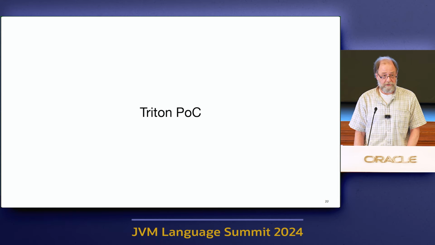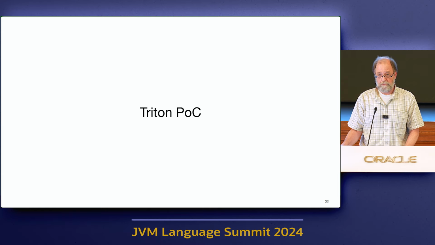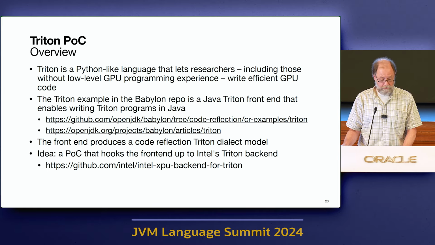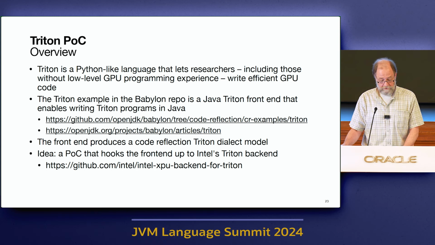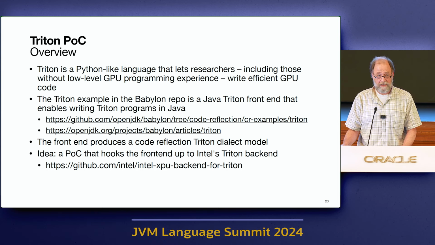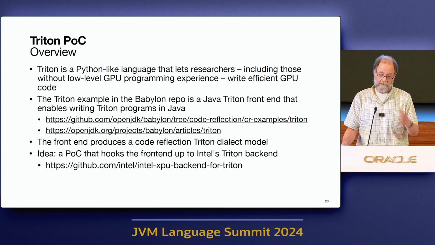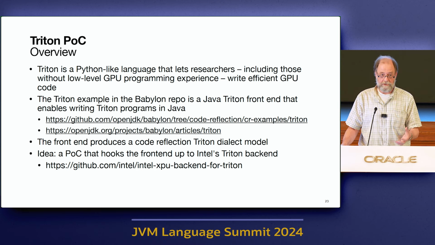Okay, that's the GPU translation that we've been working on. I'd like to talk about some work, also using code reflection for translation, done by a colleague of mine, and it involves Triton. I won't go into deep detail. Triton's a Python-like DSL that allows people without low-level GPU programming experience to write really efficient code, like 10x faster than good scalar code.